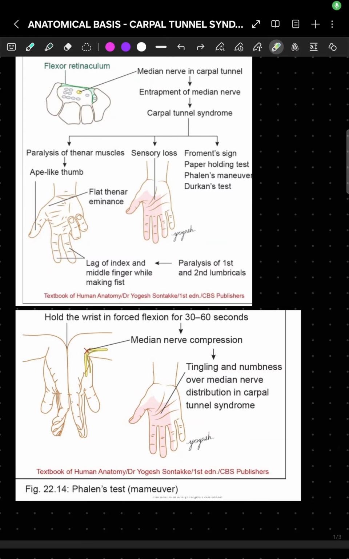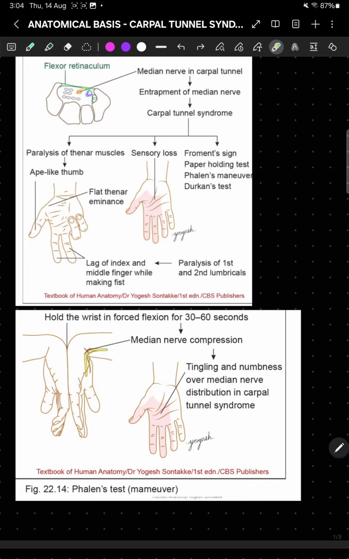We are going to look at the anatomical basis of carpal tunnel syndrome. As you all know, the carpal tunnel is formed by the concavity of the carpal bones, along with the flexor retinaculum closing it above. So underneath the flexor retinaculum we can see a tunnel. Inside the tunnel there is passage of the various flexor tendons towards the hand, and the main content of the carpal tunnel is the median nerve.